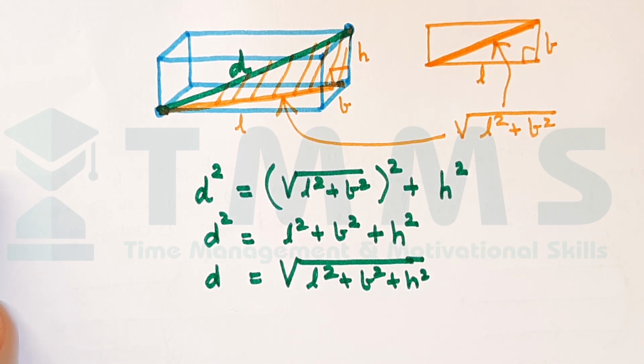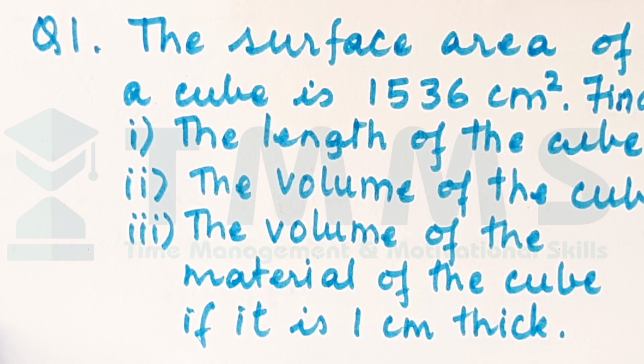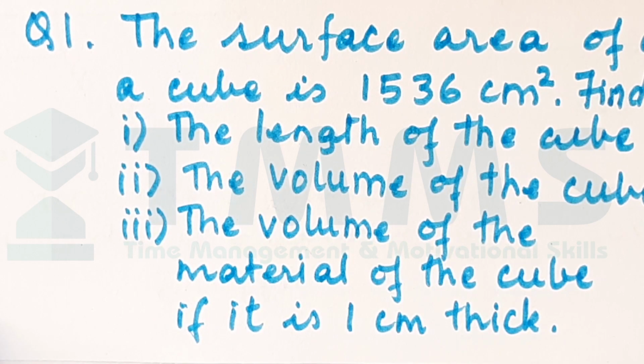Alright? So, not to take stress for the topic, now let us see how we answer the questions which are based on these topics. Let's take the variety of it. We will take first the simple ones and slowly go to the complex ones. Alright? So, let's come to question number 1. We are ready to attack the question, right? The surface area of a cube is 1536 centimeter square. Find number 1, length of the cube, number 2, volume of the cube, and number 3, volume of the material of the cube if it is 1 centimeter thick.